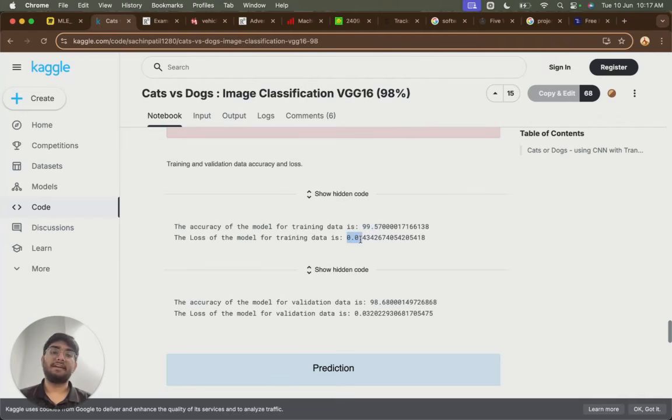But you might say, what about the test data or validation data? We need to have good accuracy on that, because while training, it has already seen those images, so definitely it will have good accuracy for that. But the validation data accuracy of the model is also good, that is 98.6. And the loss of the model for validation data is 0.03, which is amazing.